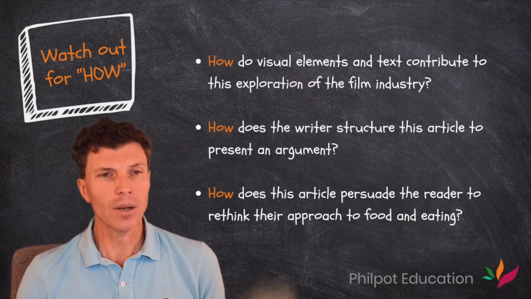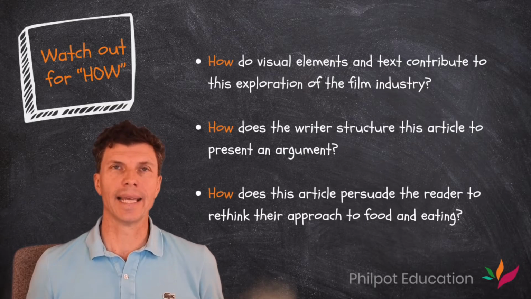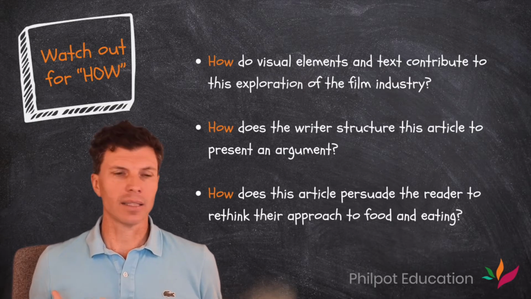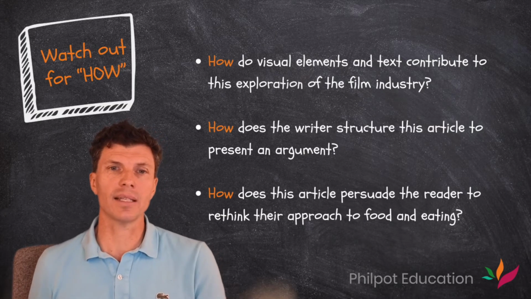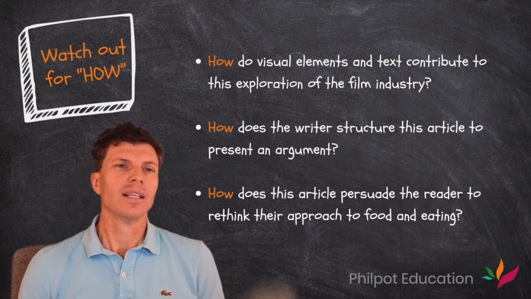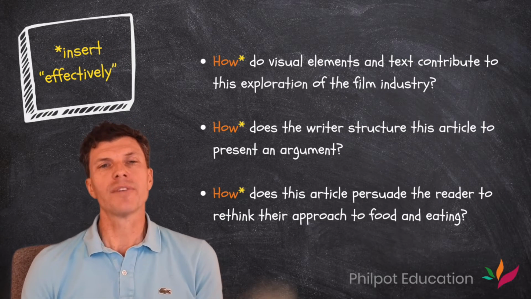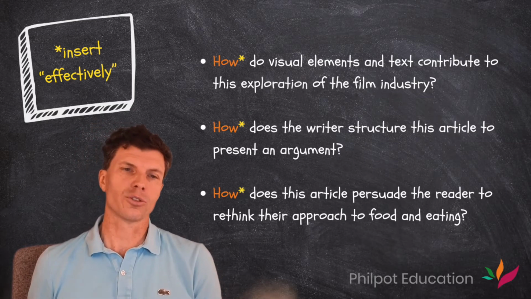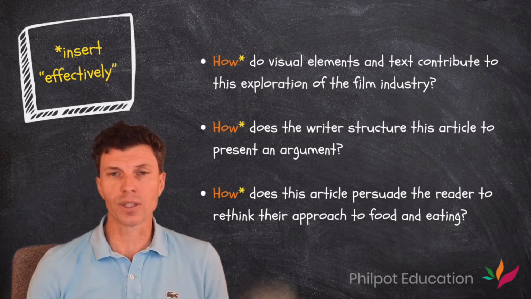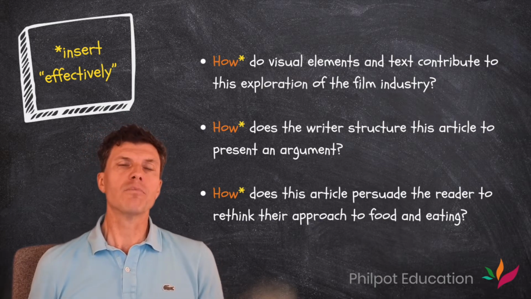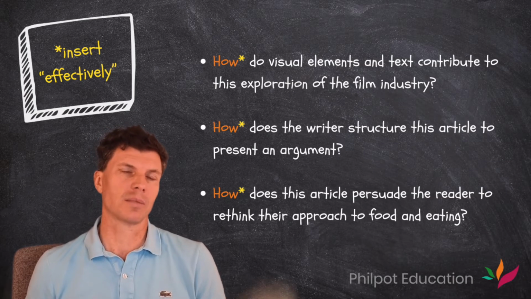Now, the word how, unfortunately, can invite a very descriptive response, and I want to warn you against that. So I understand that if you see the question how, you want to answer with like this, or this way is how the writer does that. However, if you insert the word effectively after the word how, how effectively do visual elements and text contribute to this exploration of the film industry? Or how effectively does the writer structure this article to present an argument? You're much more likely to come up with a very argumentative, persuasive response to the stimulus text.